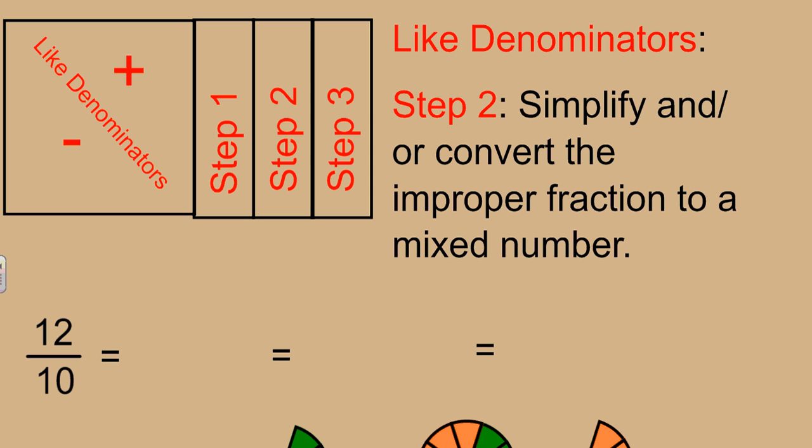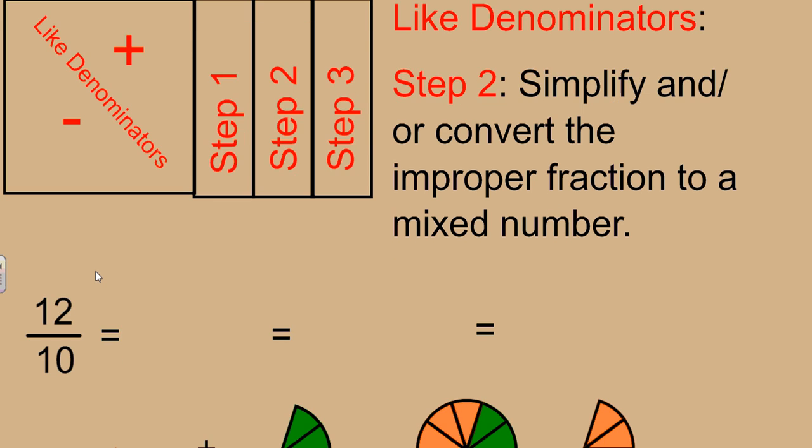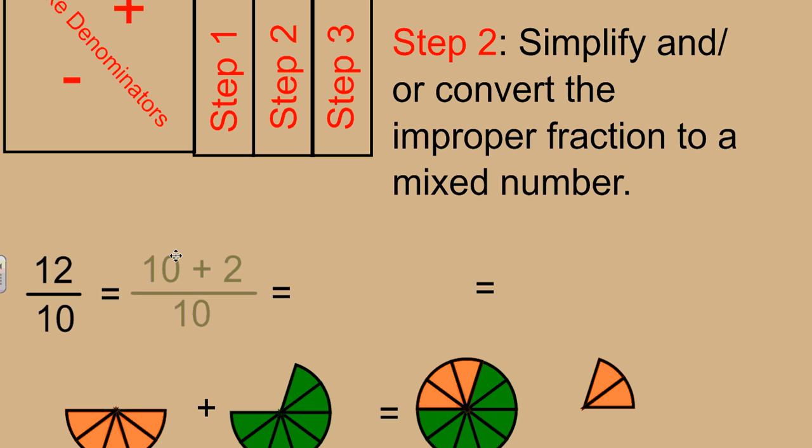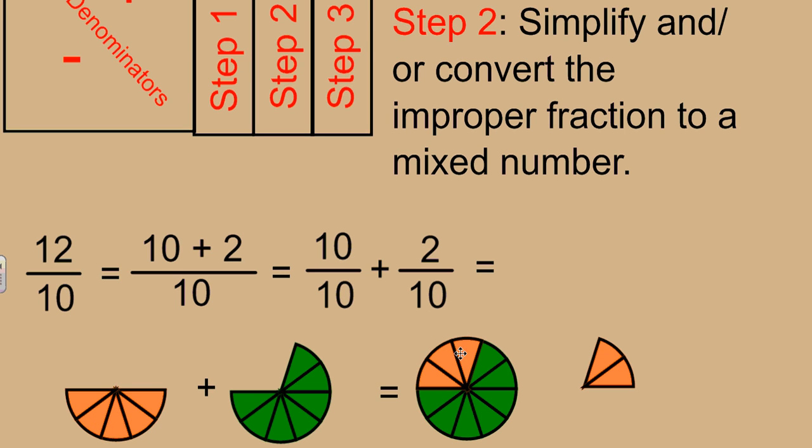For step 2, now what we want to do is to simplify and convert the improper fraction into a mixed number. So we have 12/10, which is improper. There are a couple different ways to convert this, but first we're going to think of it as 10 plus 2 over 10, which would be the same as 10/10 plus 2/10. 10/10, as you can see in this illustration here, is actually equal to a whole. So we would have 1 and 2/10, as you can see in our illustration right here.